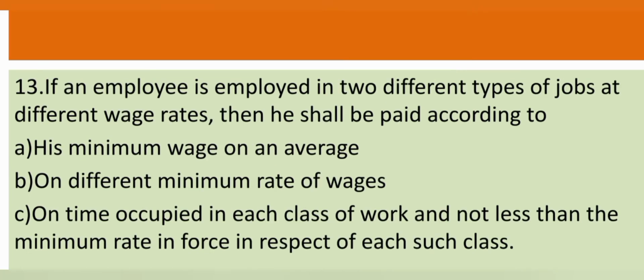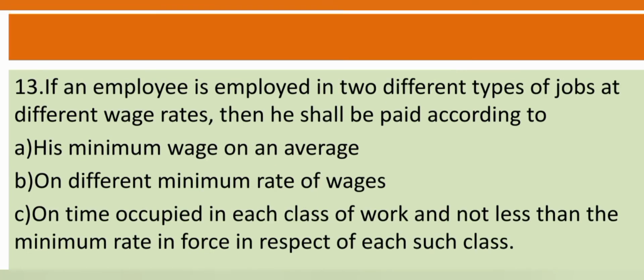Now come to question number 13. If an employee is employed in two different types of jobs at different wage rates, then he shall be paid according to. So let me tell you, if any employee is employed in any establishment in two different types of jobs, then he shall be paid according to the different wage rates, and that too on the time occupied in each class of work. So the correct option for this question number 13 is option C, on time occupied in each class of work and not less than the minimum rate in force in respect of each such class.